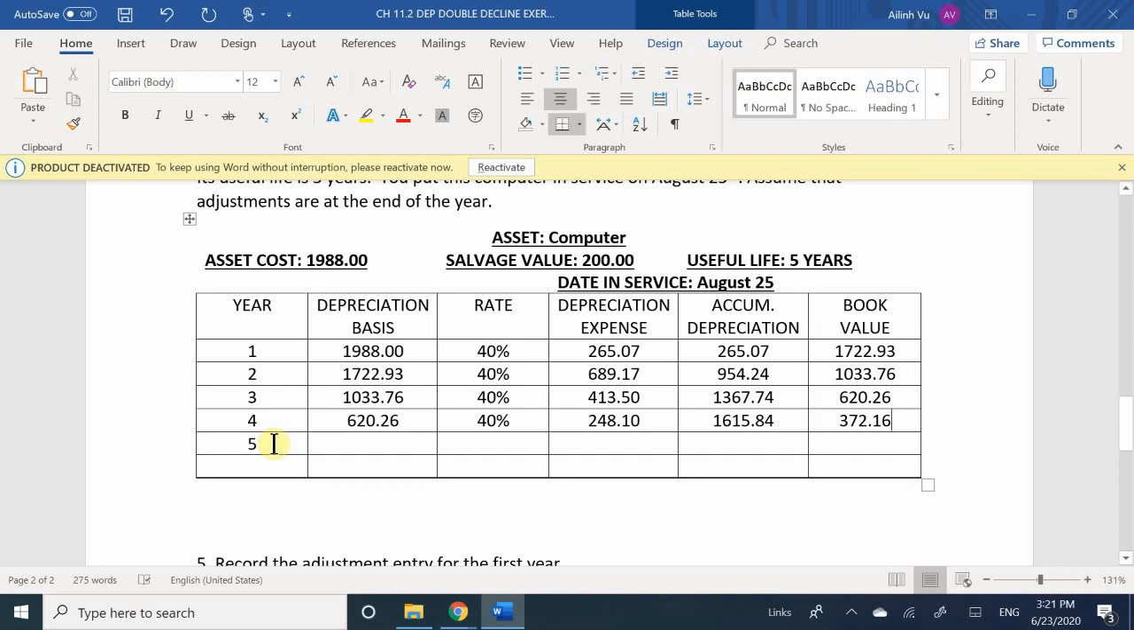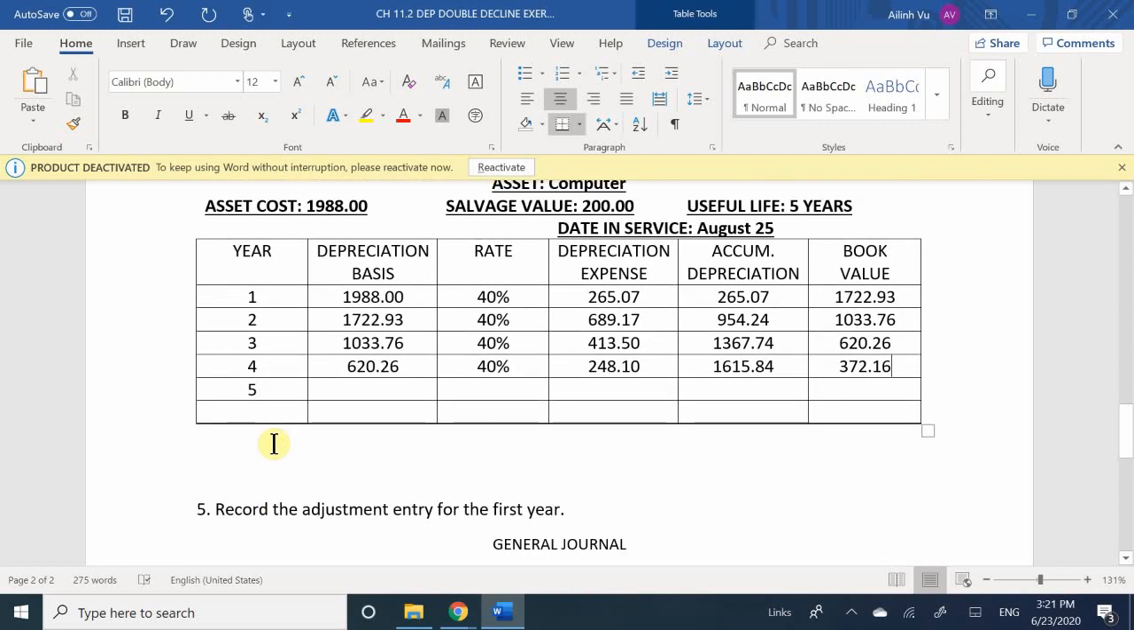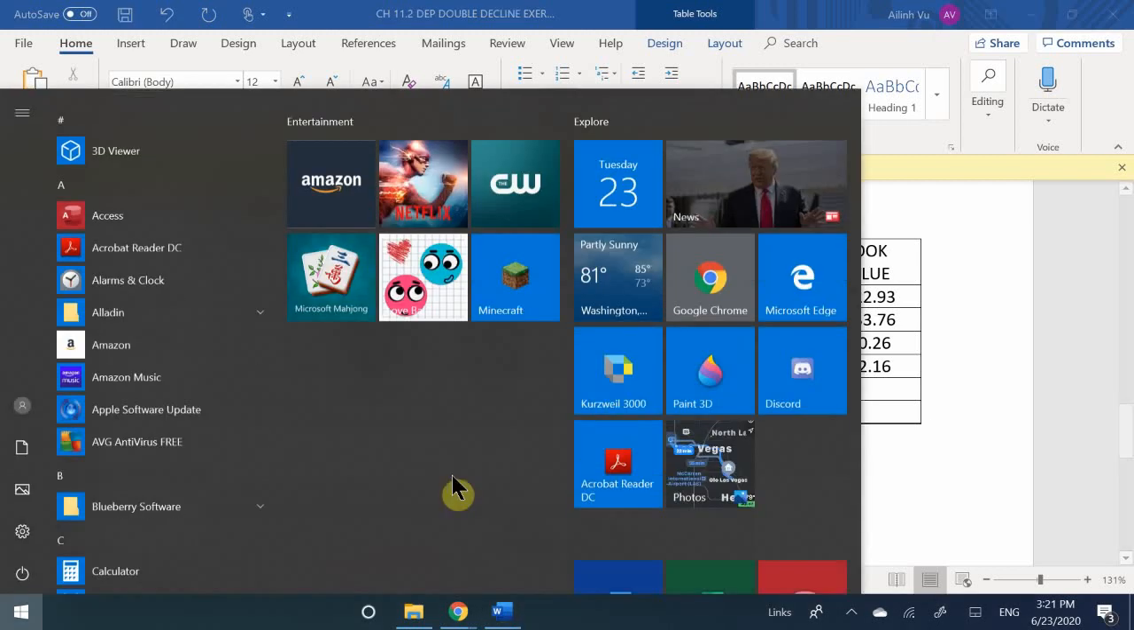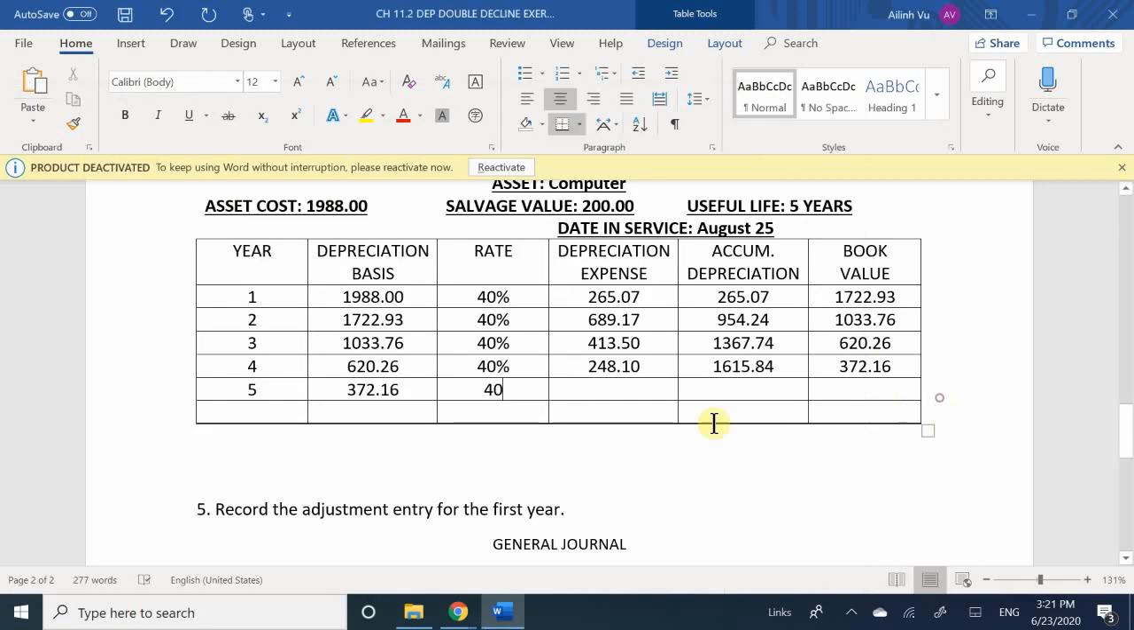That means it made it to its 5th year. Yes. All right. So if it made it to its 5th year, 372.16, was it? Yes. And we're going to multiply that by 40%. Oopsies. Oh, I'm so sorry. So 148.86.